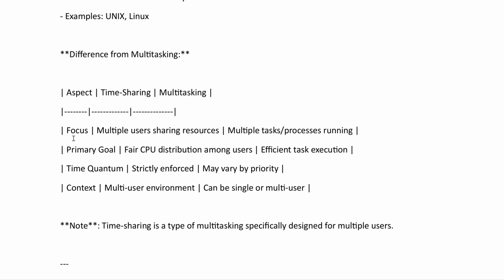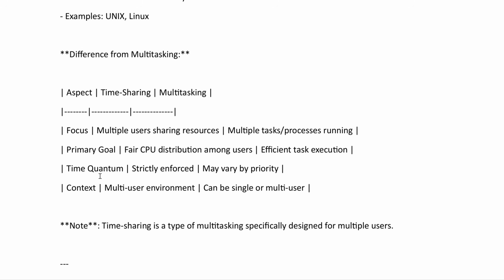The first aspect on which we will differentiate between time sharing and multitasking is the focus. In a time sharing operating system, multiple users are sharing resources, while in a multitasking system, multiple tasks or processes are running. As far as the primary goal is concerned, the primary goal of a time sharing operating system is to ensure fair CPU distribution among users, whereas multitasking has to ensure efficient task execution.